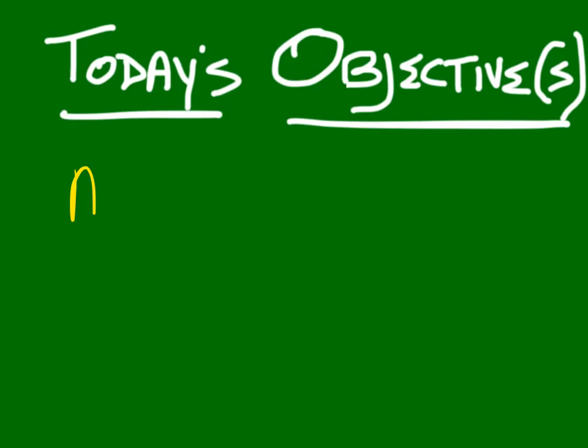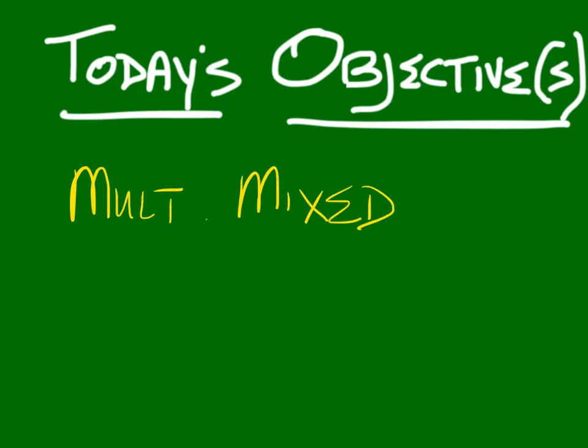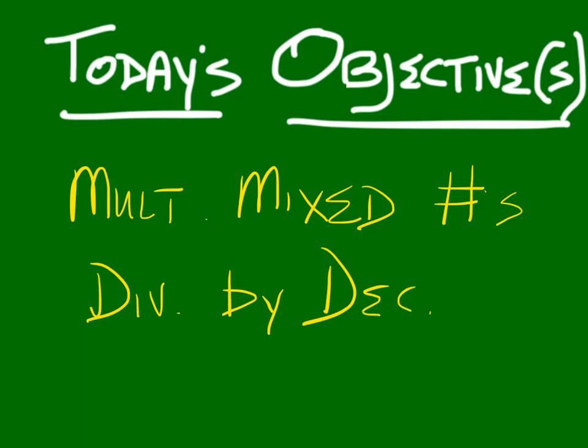Today's objective is to multiply mixed numbers. And if we get to it, dividing by decimals. Example 1. 3 1/2 times 2 1/3.